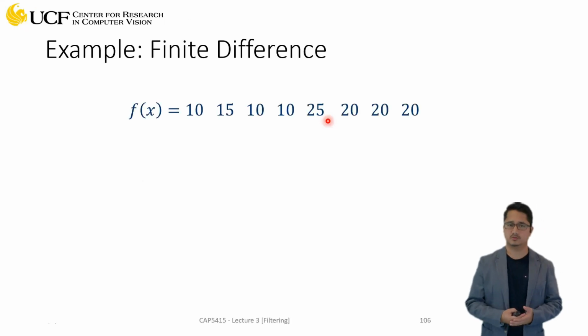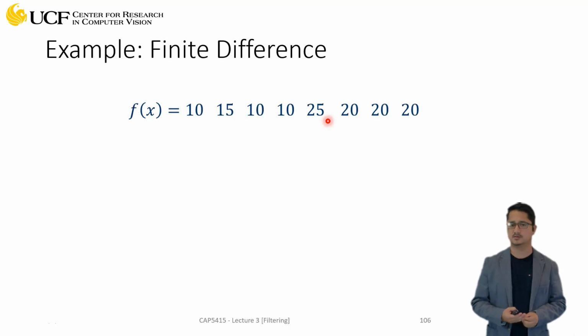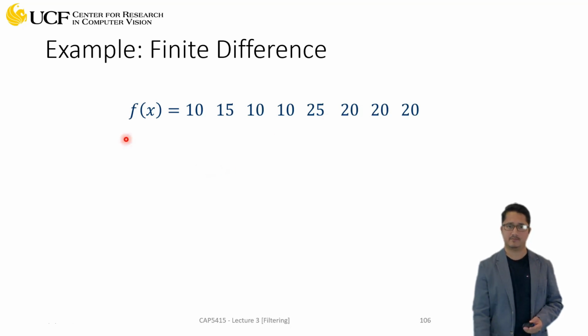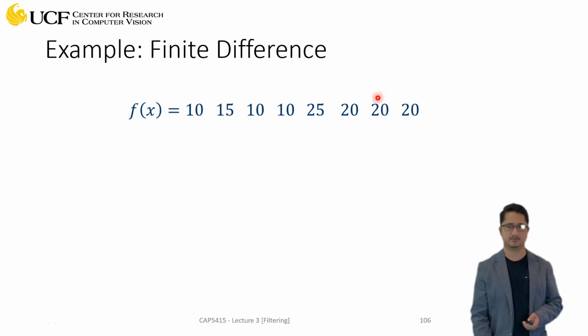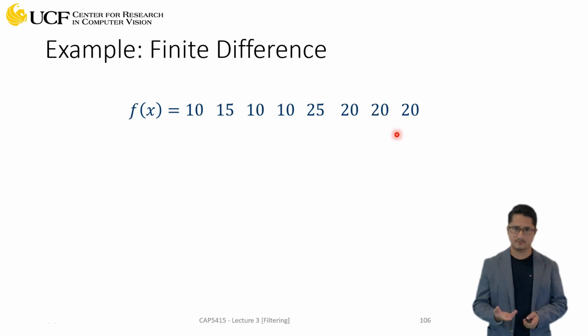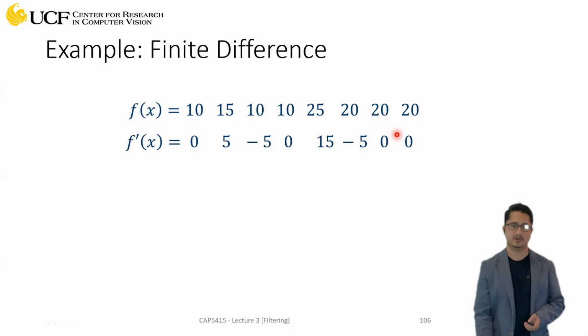Now let's try to compute these finite differences in a concrete example. In this case, f(x) is a one-dimensional function, and these are different values at different steps. So it's going from 10, then 15, 10. So the value is changing. And you can consider that as we are moving from left to right, we are moving in the x dimension. Okay. So if we compute finite difference, let's say we compute the backward difference.